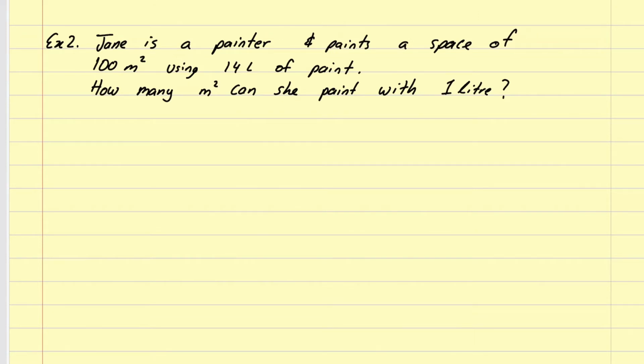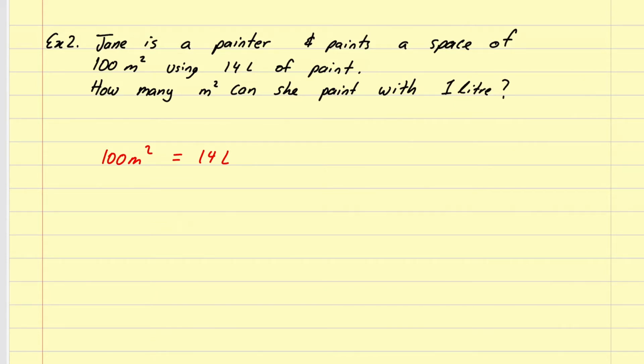Example number 2. Jane is a painter and paints a space of 100 meters squared using 14 liters of paint. So far we know that for every 100 meters squared, she's going to be using 14 liters of paint. So I want you to think about this. What if she was to paint an area that was 50 meters squared, so half of the 100 meters squared? Well, that means she would need half of the paint used. So she'll only need 7 liters of paint. What about if she was to paint 200 meters squared of wall? Then that means she'll need double that. So I want you guys to start thinking about these questions logically.